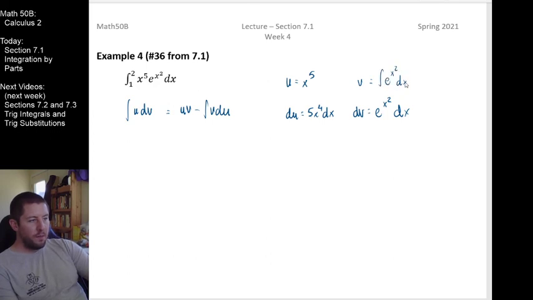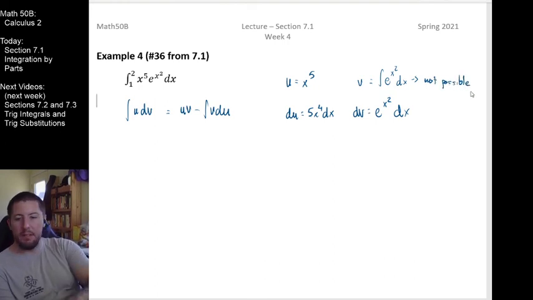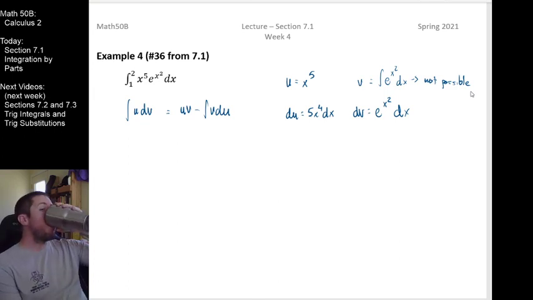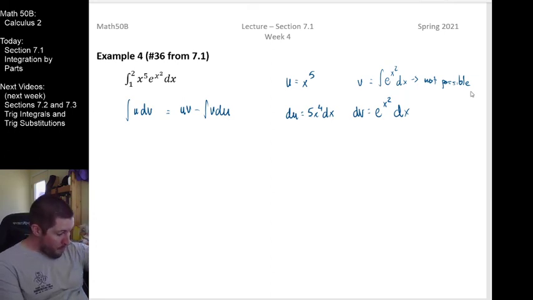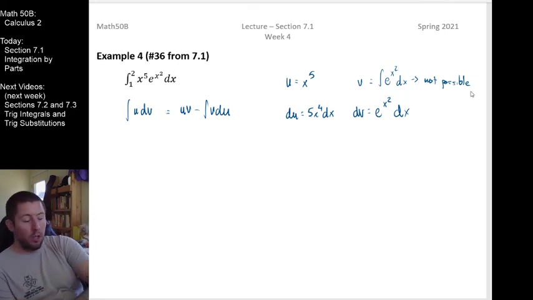Oh, shoot. Not possible. There is no antiderivative for e to the x squared. You need an extra x multiplication in there so that you could do a u sub to make that happen, maybe. Well, that's disheartening. So it looks like this isn't going to work out for us.